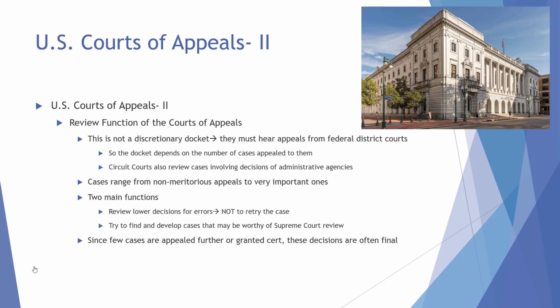Now, the main function is to review lower decisions for errors. They do not retry the case. That's not a de novo review. So basically, one of the things you have to remember is 8 of the 9 current justices are former circuit judges. 4 of the 8 were in the D.C. Circuit, including Judge Jackson, Chief Justice Roberts, Justice Thomas, and Justice Kavanaugh.